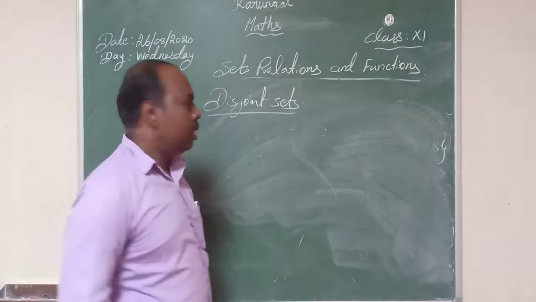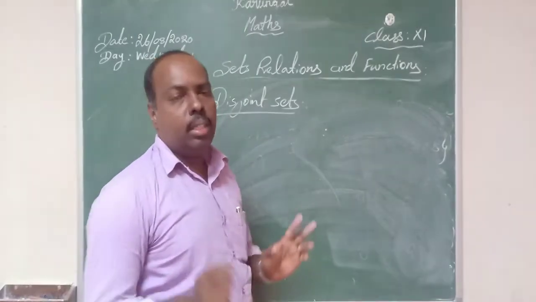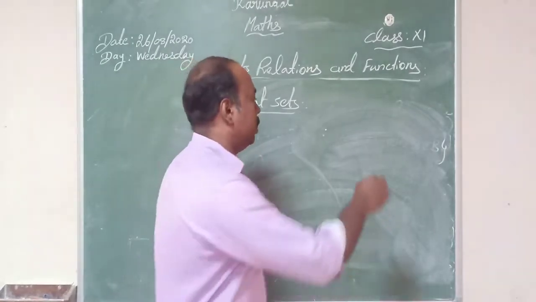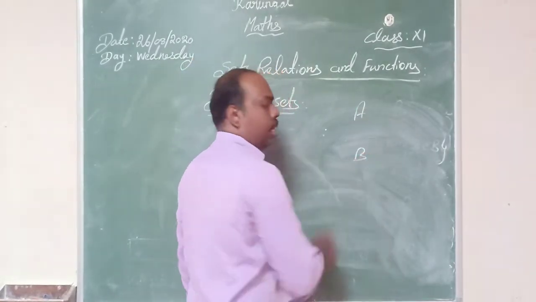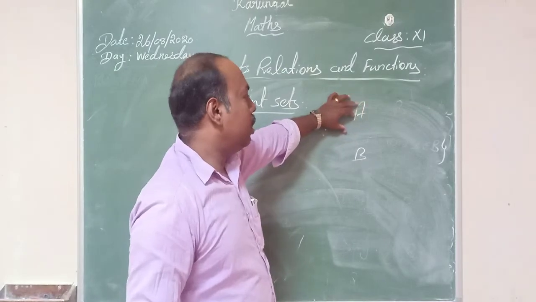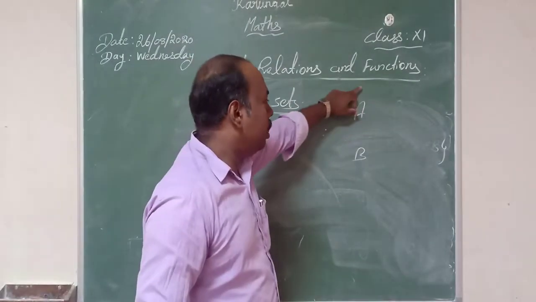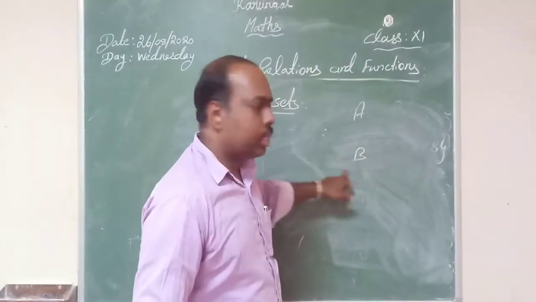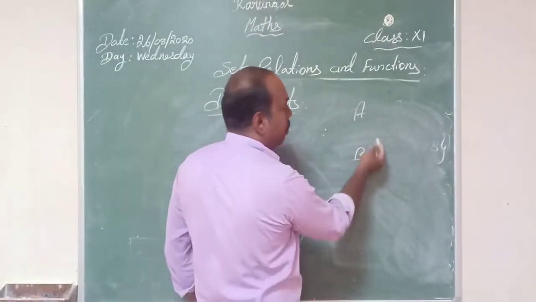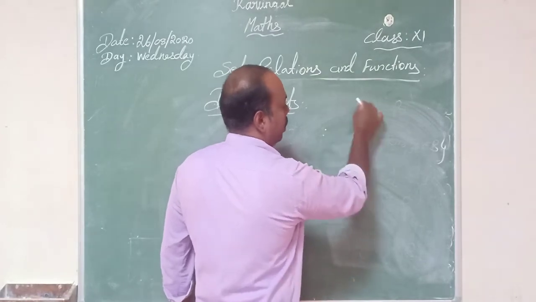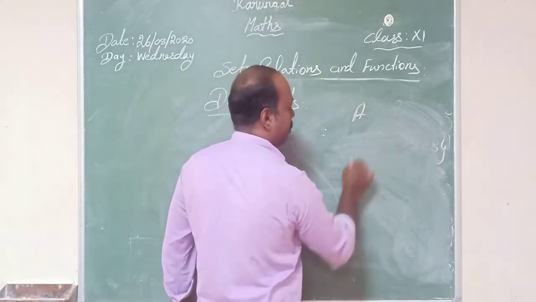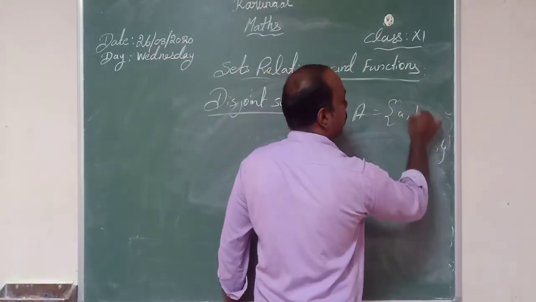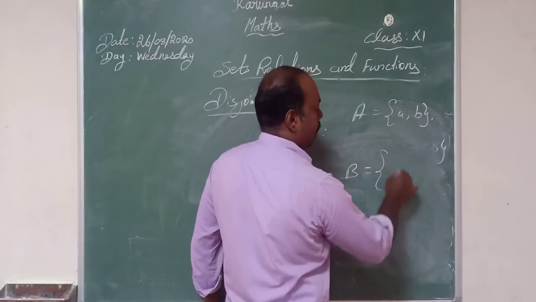Disjoint sets. So what is a disjoint set? For disjoint sets, we need 2 sets, A and B. Generally, the elements of set A are denoted by capital A, and the elements in B are denoted by capital B. Not only A and B, we can take any letters, P, Q is also correct. So for example, A comma B, and here 1, 2.